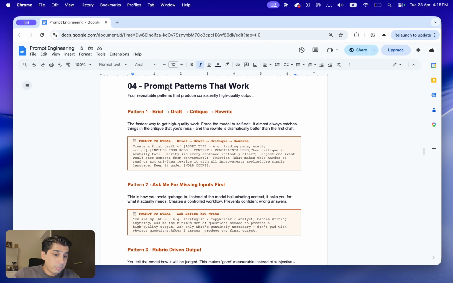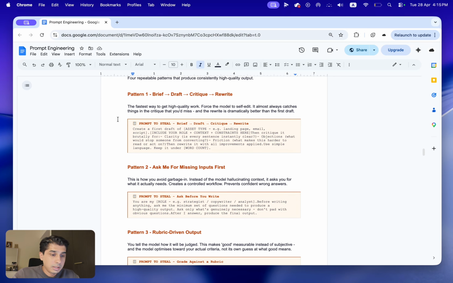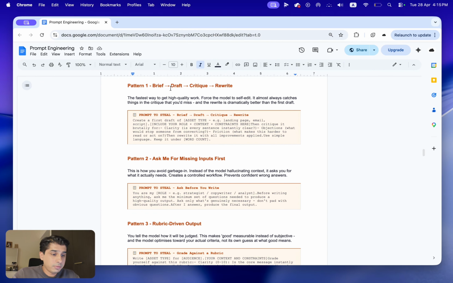Now, number 4 is prompt patterns that work. Four repeatable patterns that produce consistently high quality output. Pattern 1 is brief, draft, critique, and rewrite. The fastest way to get high quality work is to force the model to self-edit. It almost always catches things in the critique that you'd miss and rewrites it dramatically better than the first draft.